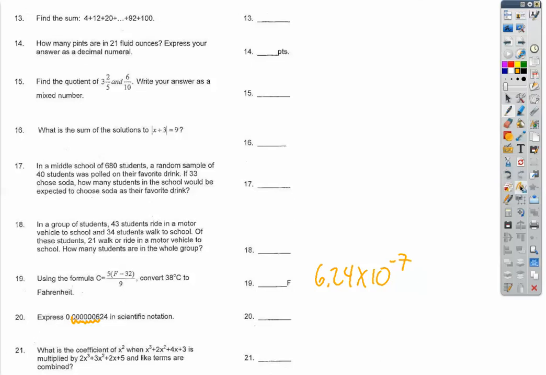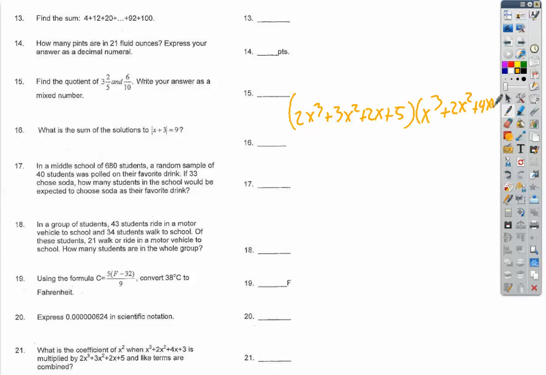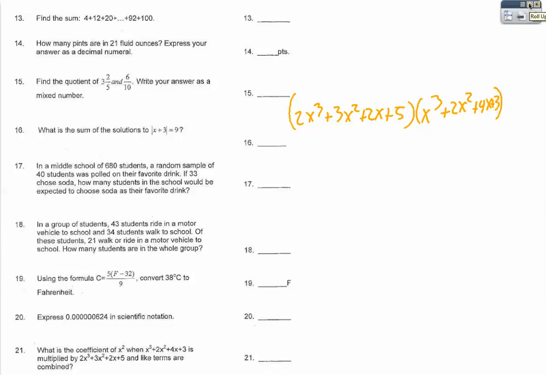We all love coefficients. So we have 2x to the third plus 3x squared plus 2x plus 5, and we're multiplying it by x to the third plus 2x squared plus 4x plus 3. So we're trying to find the coefficient of x squared. So let's try to figure out what times what is equal to x squared.